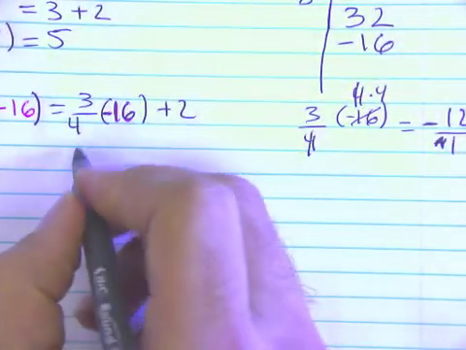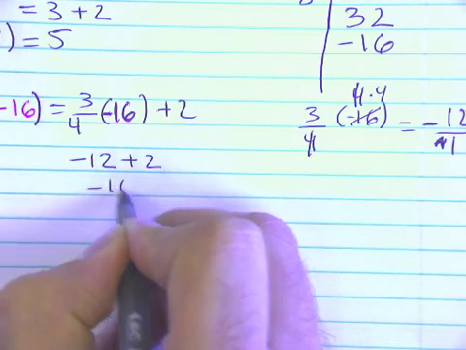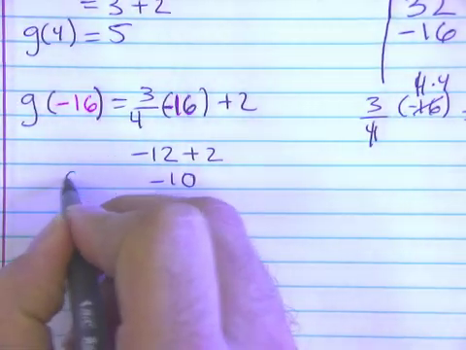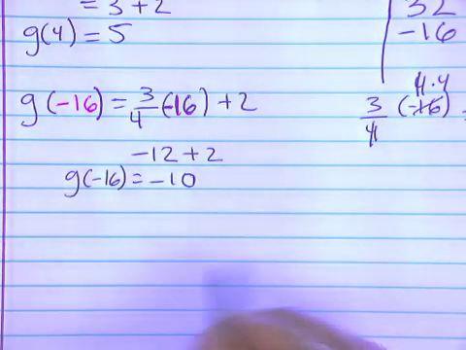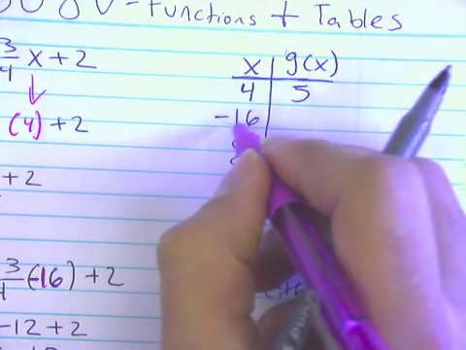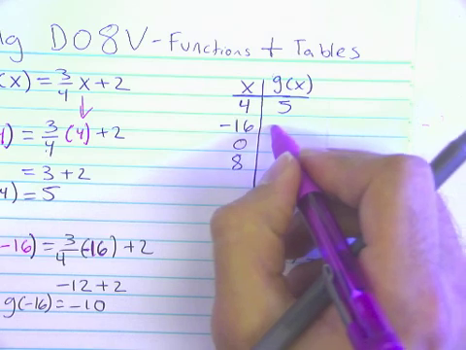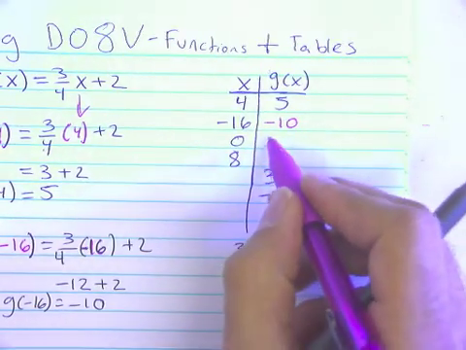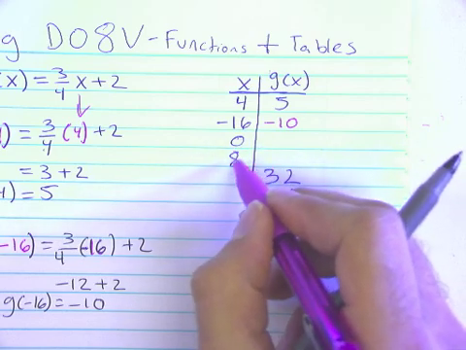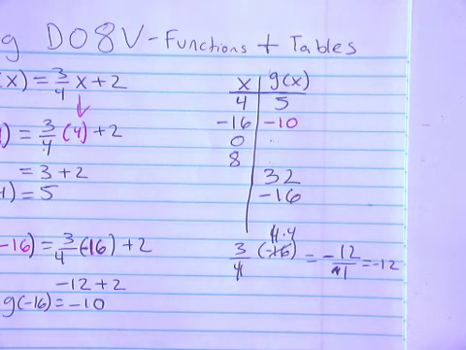So this piece of arithmetic here is just going to be negative 12 plus 2, which is negative 10. So what we have then is that g of negative 16 is equal to negative 10. Let's take that information up here. So when our input was negative 16, we just found out that g of negative 16 is negative 10. Go ahead and pause the video and find g of 0 and g of 8. Fill in these last two pieces.